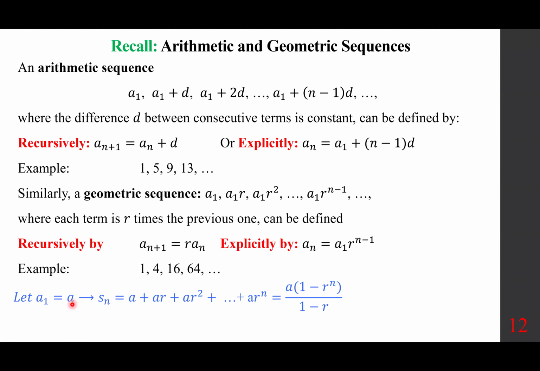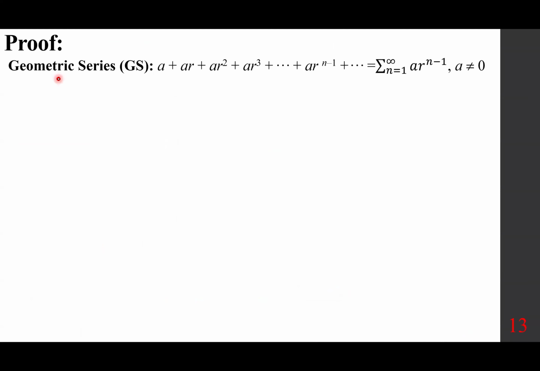And so if we use the first one to be a rather than a sub 1, so s sub n is the sum of the first n terms. We get a plus a times r plus a r squared all the way to a r to the power of n, and we get a times 1 minus r to the power of n over 1 minus r. And if r is between -1 and 1, this goes to 0. We get a over 1 minus r. So let's quickly look at the proof. This is what we have done in algebra. Hopefully it's coming back to us.